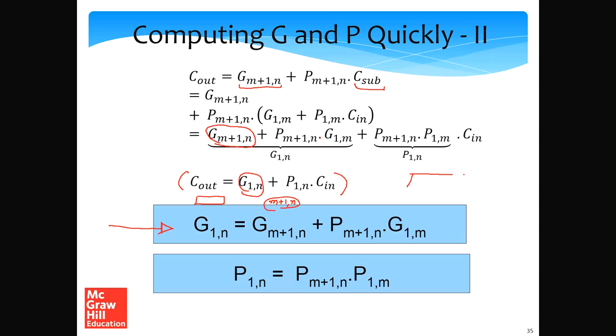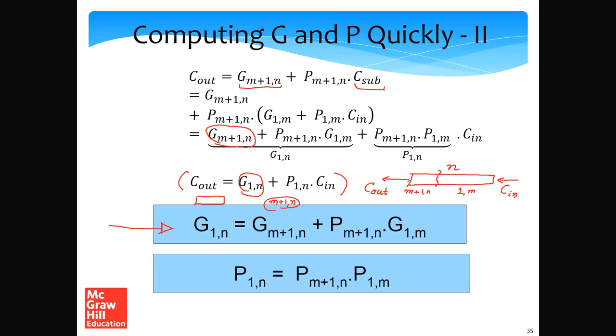So let me explain this in a different way. Let me consider n bits. We are dividing it into two subblocks. One subblock consists of the bits from m plus 1 to n, and the other subblock consists of the bits from 1 to m. We have a carry input and we have a carry output. So let's try to understand this equation slightly intuitively.